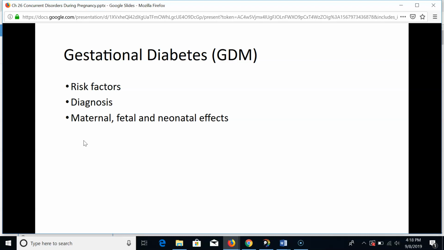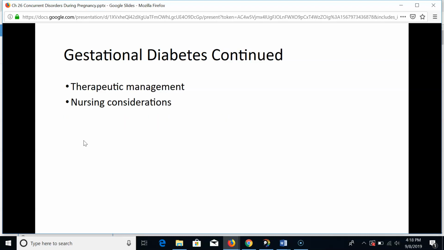The maternal, fetal, and neonatal effects are similar to those with pre-existing diabetes mellitus. Since GDM develops after the first trimester, which is critical for organ development, it is not associated with an increased incidence of major congenital abnormalities.